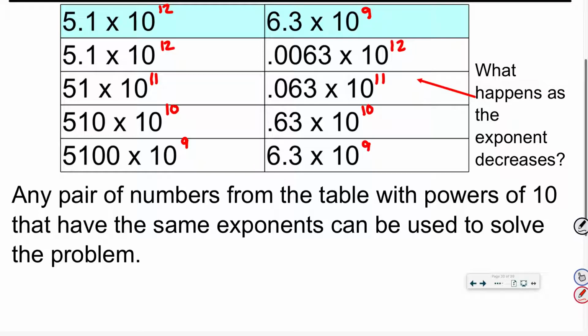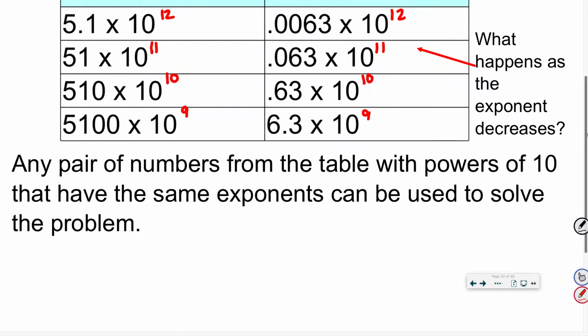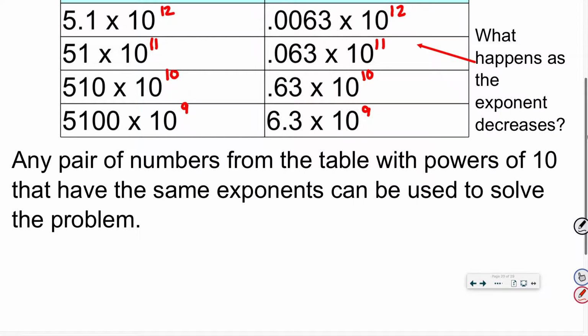Does anyone want to share which numbers they used to subtract? I know Jordan mentioned she was going to use the 510 times 10 to the 10th minus 0.63 times 10 to the 10th. Did everyone use that number? Did anyone use something different? Okay, we'll use that one.